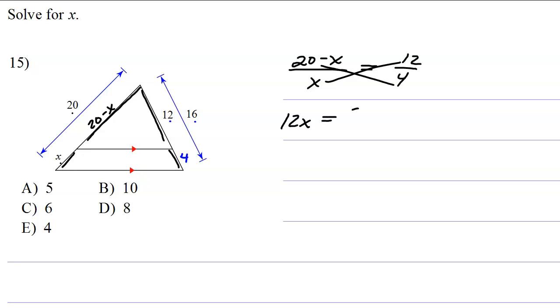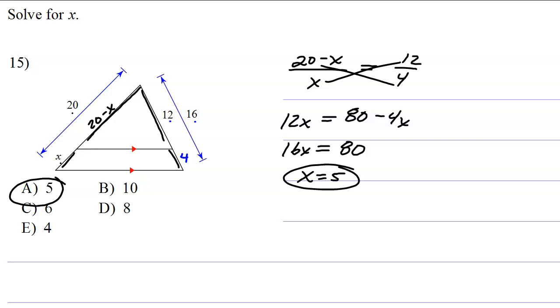12x equals 80 minus 4x. Add the 4x to both sides, and you get 16x. Divide by 16. Looks like x equals 5. Let's just see if that makes sense here. If I put a 5 in there, that would make a 15 here. And yeah, 3 times bigger, 3 times bigger. So the correct answer is 5.